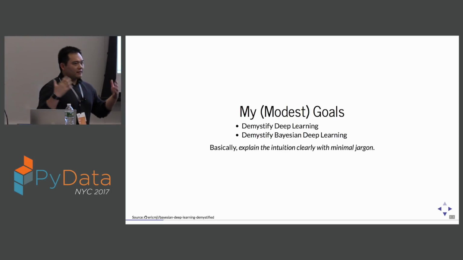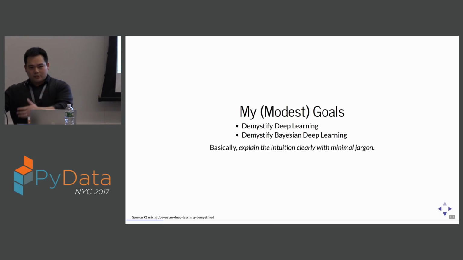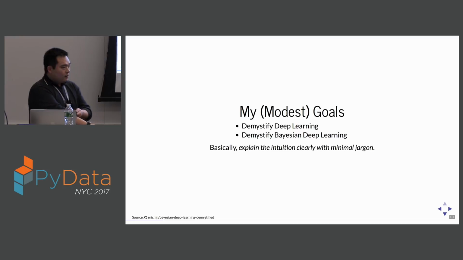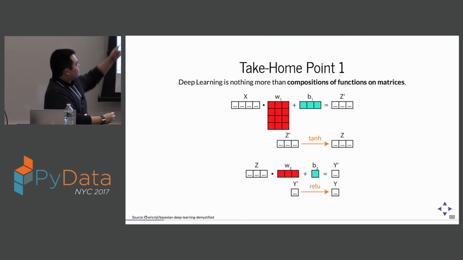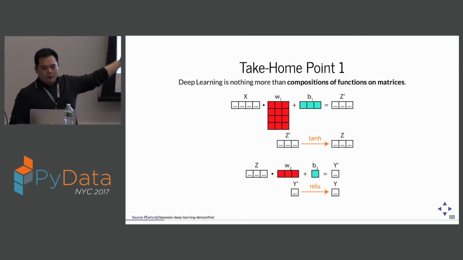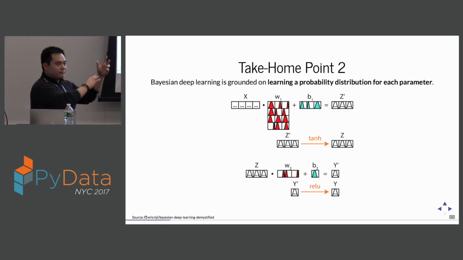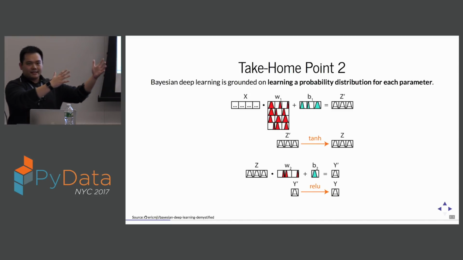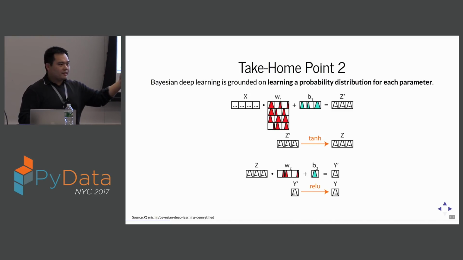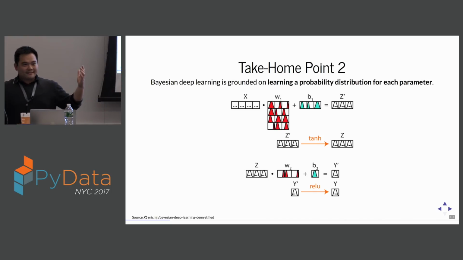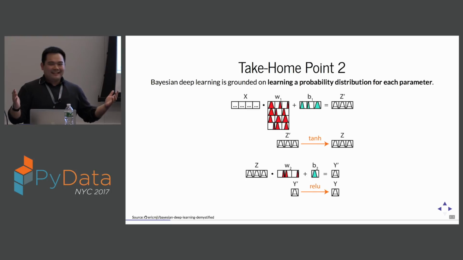The goal here is to explain the intuition with minimal jargon, all right? My take-home points are twofold. Firstly, deep learning is nothing more than compositions of functions on matrices and their operations, all right? If that sounds like jargon, don't worry, it'll become clear. The second thing I want you to learn is that Bayesian deep learning is basically grounded on learning probability distributions over our parameters rather than point estimates. That's it. You can go now.